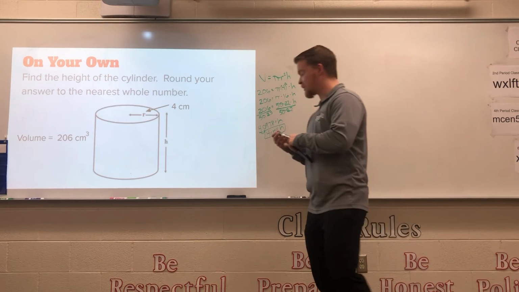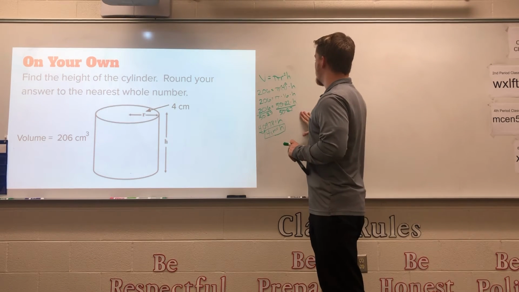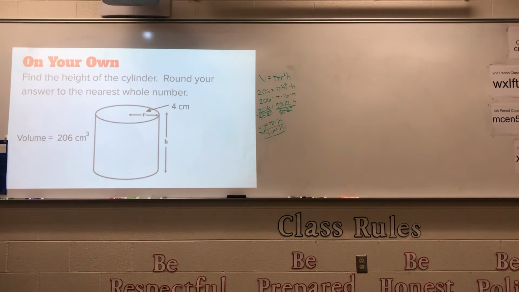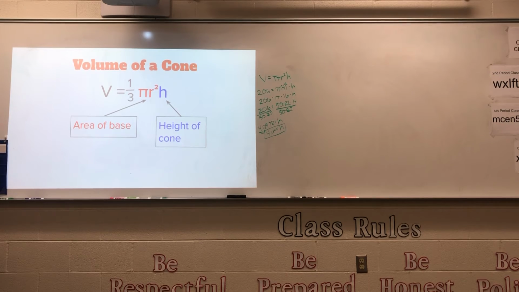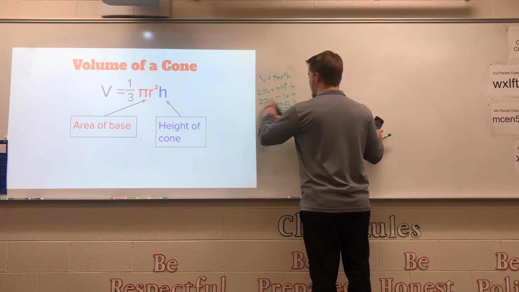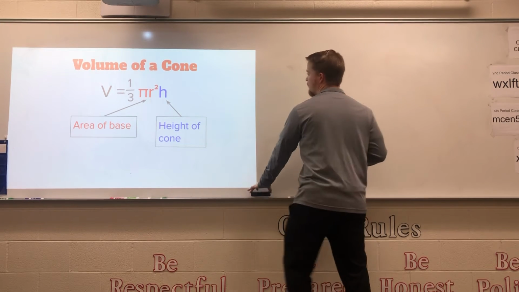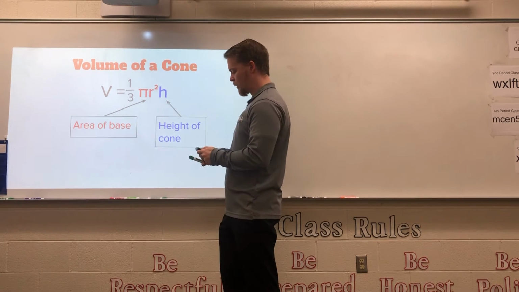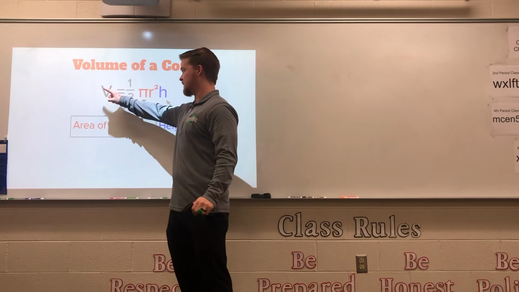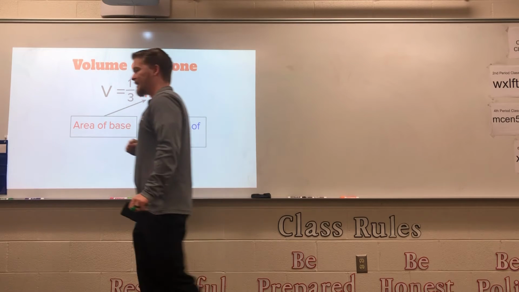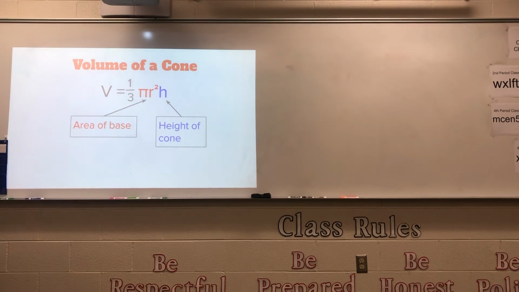Okay? So hopefully you're catching on with that. If you're able to do that, it shouldn't be any trouble to do the next one, because the volume of a cone is the same formula, except there is a 1/3 thrown in at the beginning. So it's 1/3 being multiplied by pi r squared h. So the whole formula is V equals 1/3 pi r squared h. That is the volume of a cone formula.